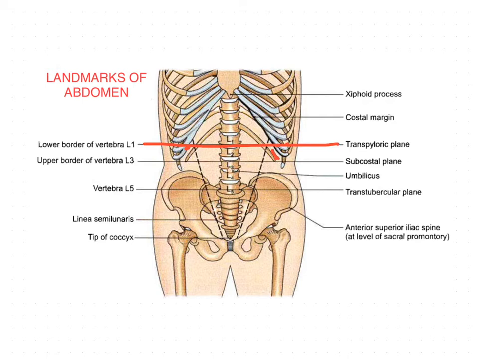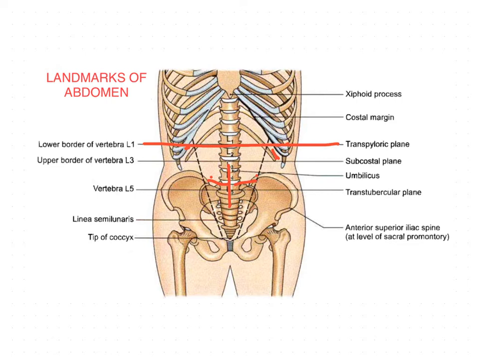Next is the posterior superior iliac spine. Normally the posterior superior iliac spine is present on the posterior aspect. It lies about 4 centimeters lateral to the median plane. So if you draw a median plane, it lies 4 centimeters lateral to it. That is the level of the posterior superior iliac spine.